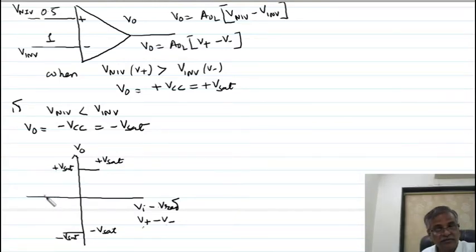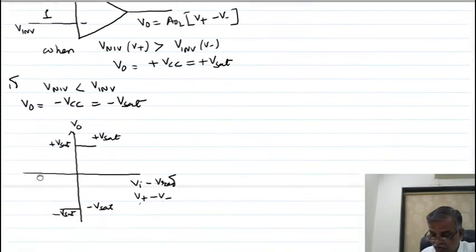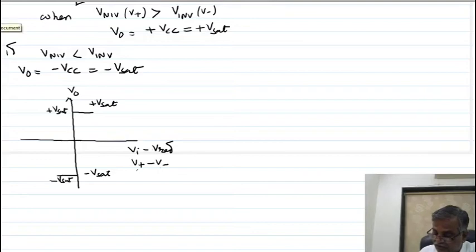But in practice, you are not getting it like this. Listen, this axis is the difference of the input voltage, V plus minus V minus. When this voltage is more than this, on this side the output is positive, that's why I am showing VO positive, plus VCC. When this voltage is less than this, the output is negative, so I am showing it on this side. This is the ideal transfer characteristic. But in practice, you are getting it like this.